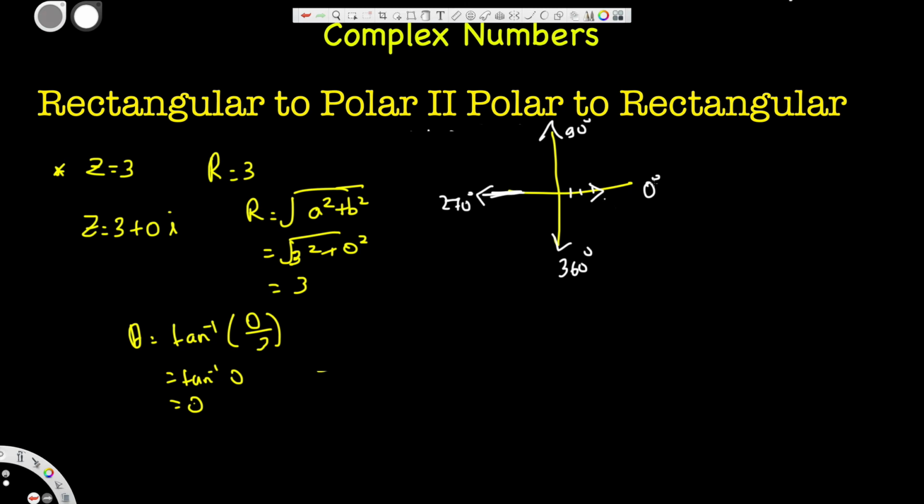In this case, it's going to be 0 because it's on the positive x-axis. So the final answer is z is equal to r, that is 3, times cosine theta, cosine 0 degrees, plus i sine theta, that is sine 0 degrees. Okay, now let's look at some other examples.